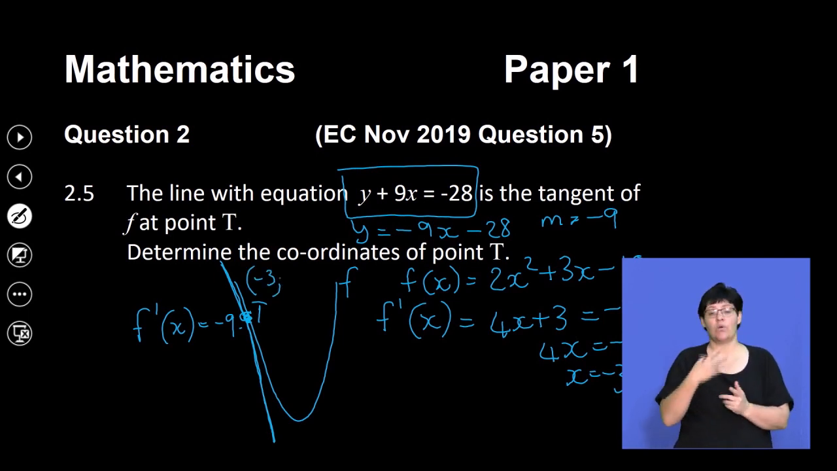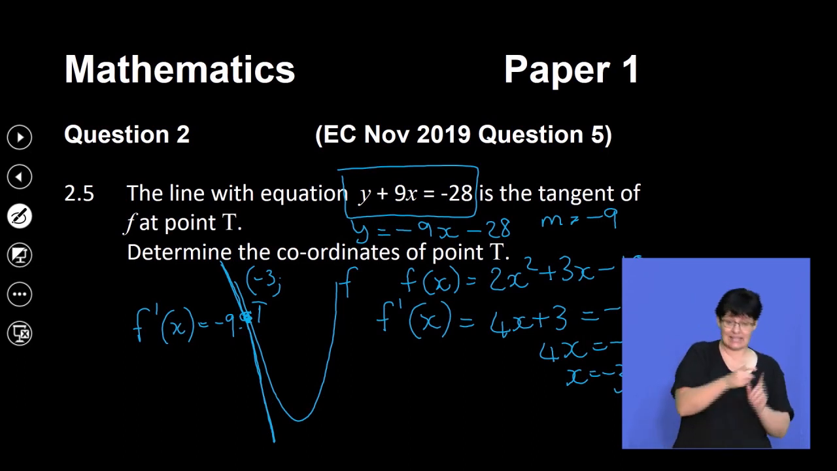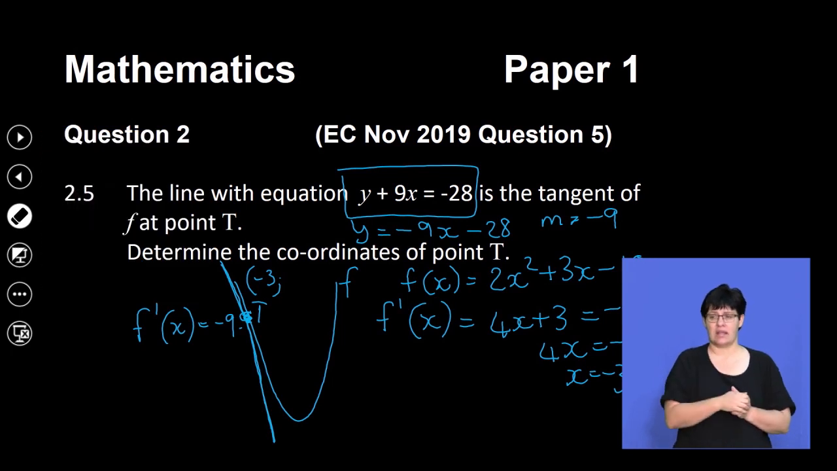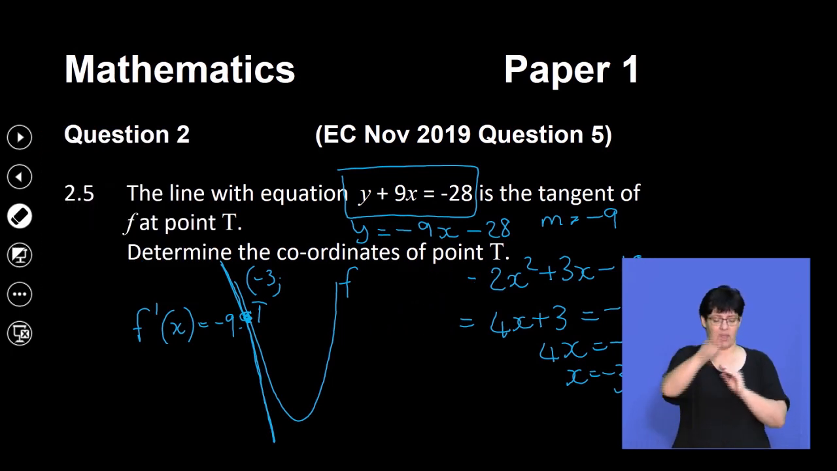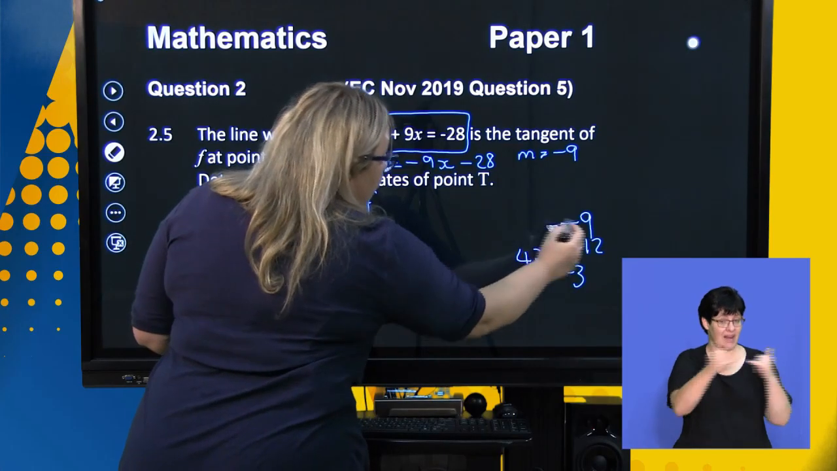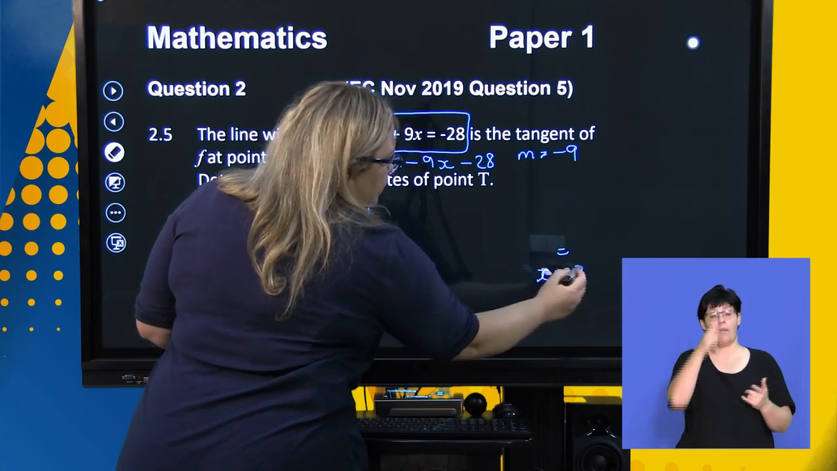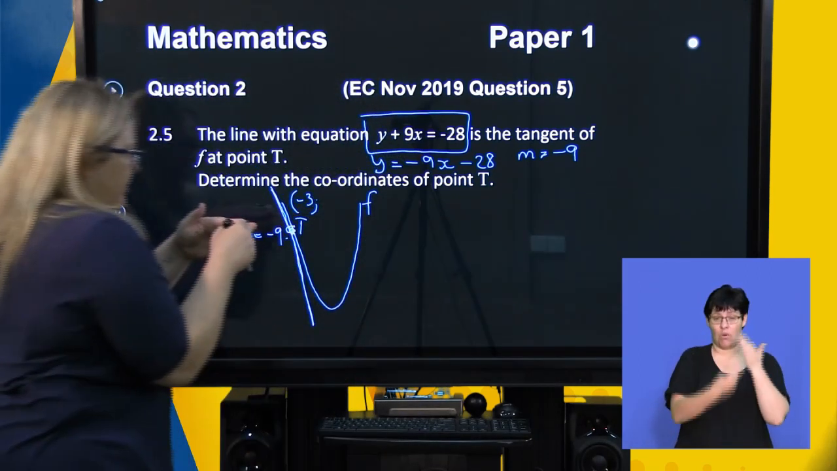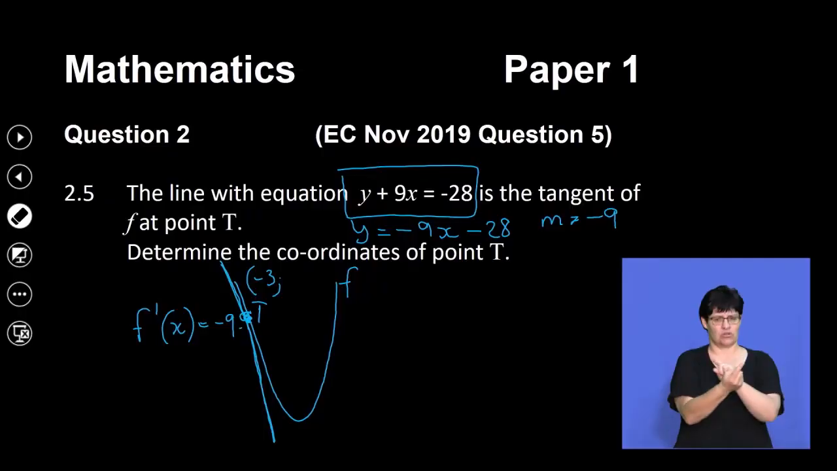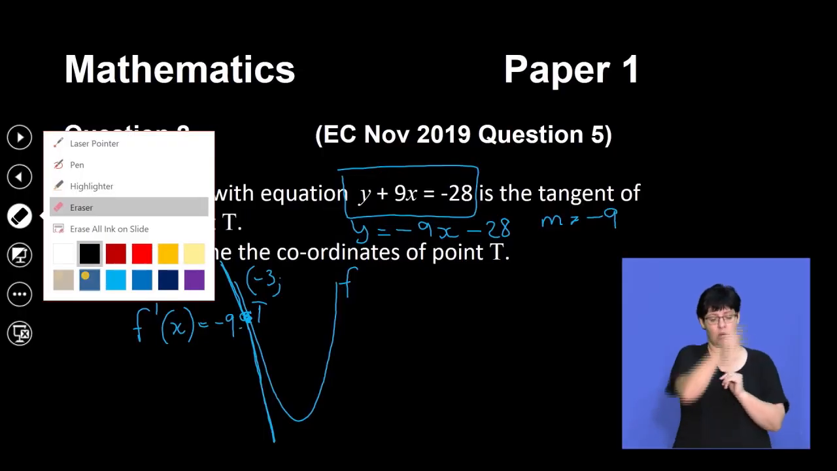All we need is the y-coordinate. Don't forget the y-coordinate. You asked for both the x and the y-coordinate. Okay, so to get the y-coordinate, we're going to substitute that negative 3. And we can either substitute it into the equation of the straight line or the equation of the parabola, because obviously at point t they both touch, they intersect. So we could substitute it into either the straight line or the parabola.